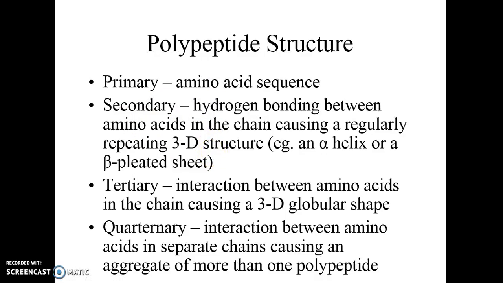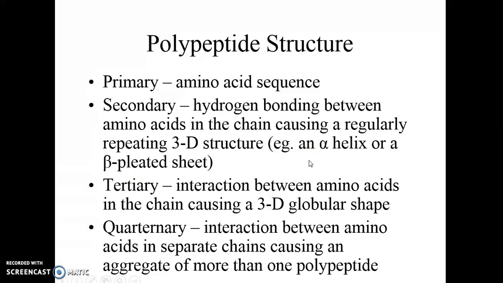Secondary structure is hydrogen bonding between peptide bonds that causes a regular repeating structure. We have an alpha helix or beta pleated sheet that are caused by hydrogen bonding between peptide bonds, and these are both secondary structure. Then we have tertiary structure.